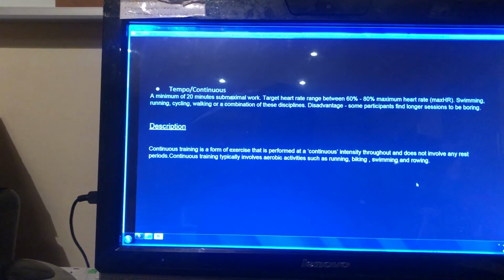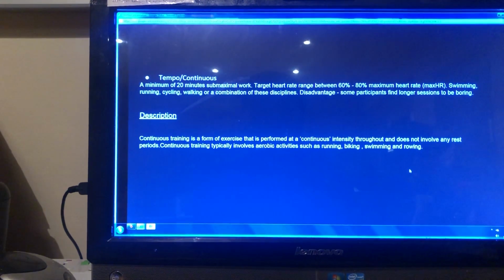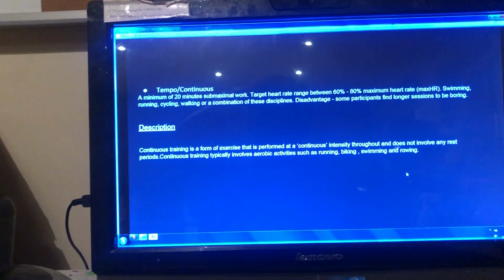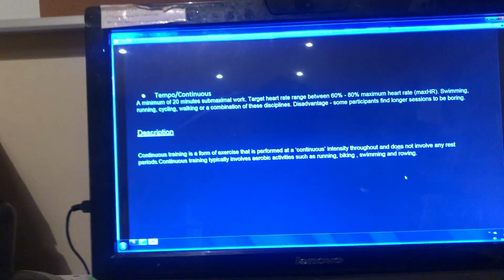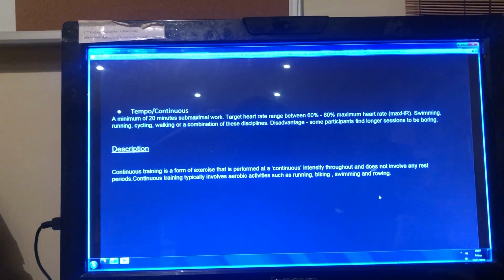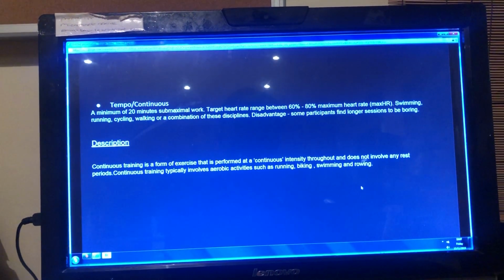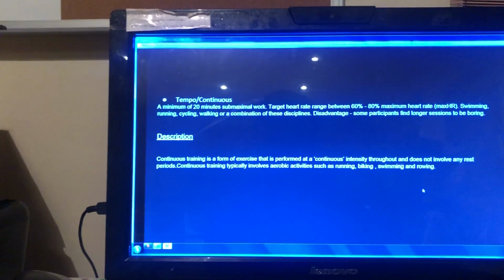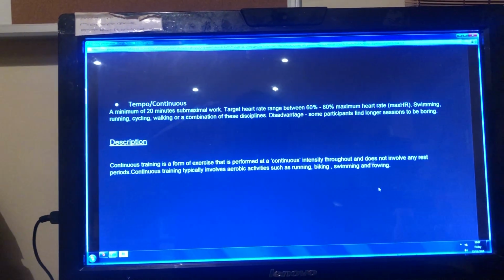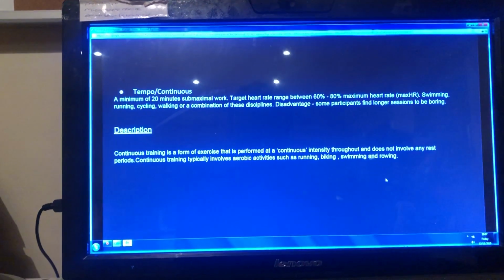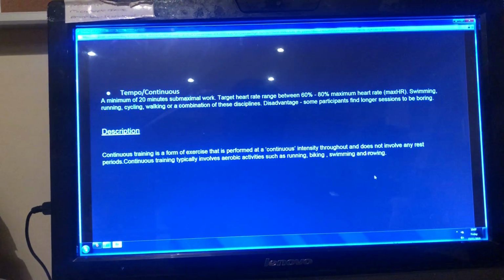Tempo/continuous training. A minimum of 20 minutes at a maximal work target heart rate range between 60 and 80% maximum heart rate. Swimming, running, cycling, walking, or a combination of these disciplines. Disadvantage, some participants find these sessions to be boring.